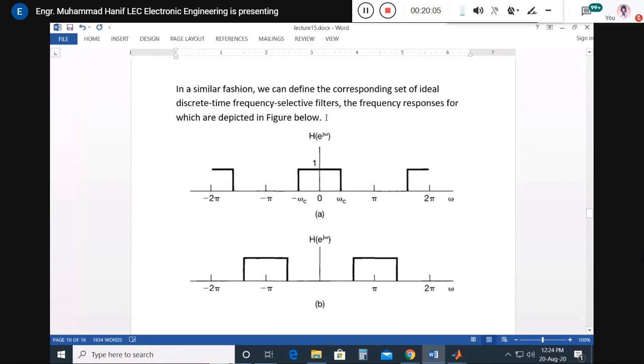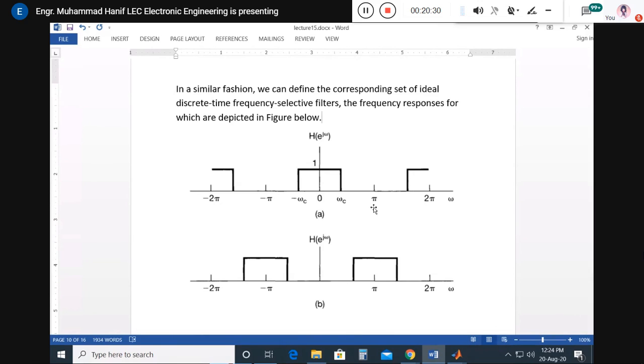So in a similar fashion we can define the corresponding set of ideal discrete time selective filters, the frequency responses of which are depicted in the figure below. Write the equations yourself. Now low pass filter. In discrete time filters there is only one difference between continuous and discrete: discrete repeats after every 2 pi, and continuous does not repeat.